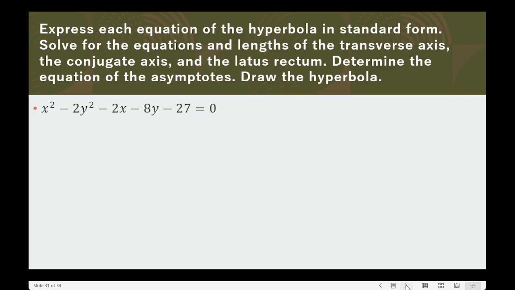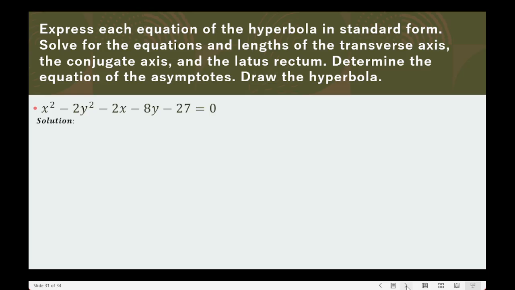Now this time, what if the equation of the hyperbola is no longer in standard form? The equation is written in general form. And in this example, we are asked to express the equation of the hyperbola in standard form. Solve for the length of the transverse axis, the conjugate axis, and the latus rectum. Determine the equation of the asymptotes. And we are asked to draw the hyperbola.